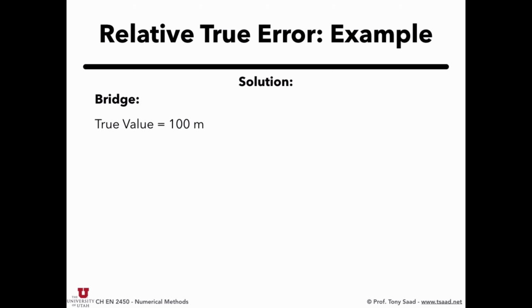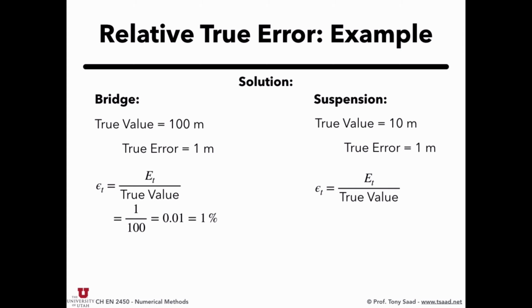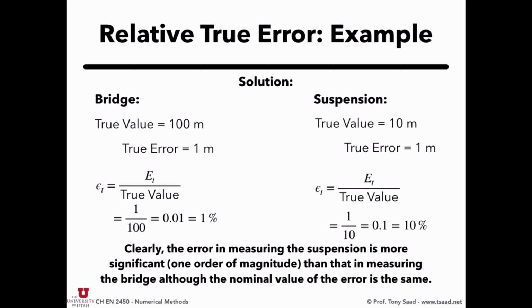So for the bridge, the true value is 100 meters, the true error is 1 meter, and therefore the relative true error is 1 over 100, or 1%. So we committed an error of 1%. For the suspension, the true value is 10 meters, and the true error is 1 meter. Okay? So therefore, the relative error is 1 over 10, and it's 10%. So although the nominal value of the error is the same, 1 meter in each case, obviously the error in the suspension is much worse. Okay? It's actually an order of magnitude higher than the error committed in measuring the bridge.